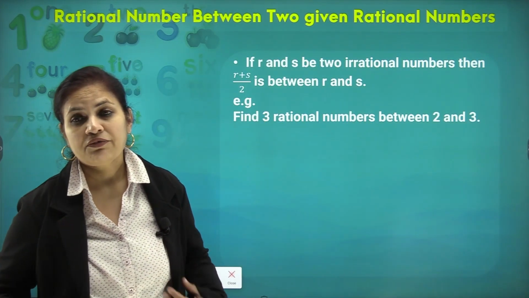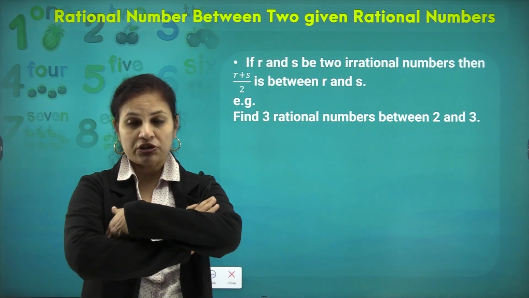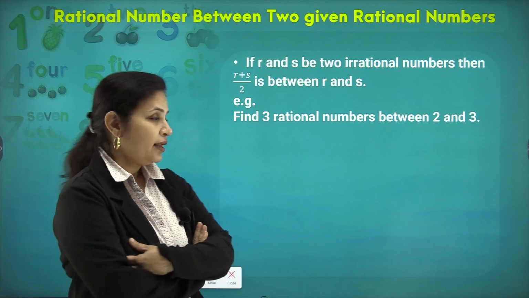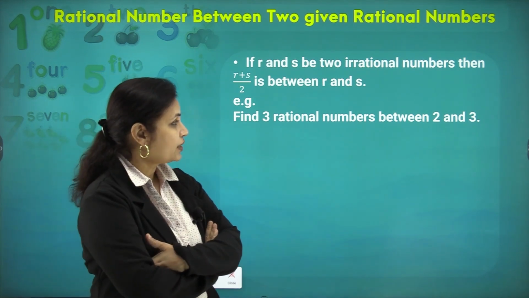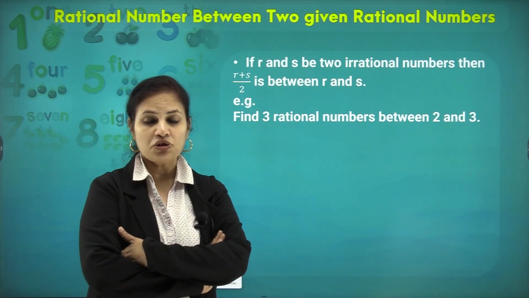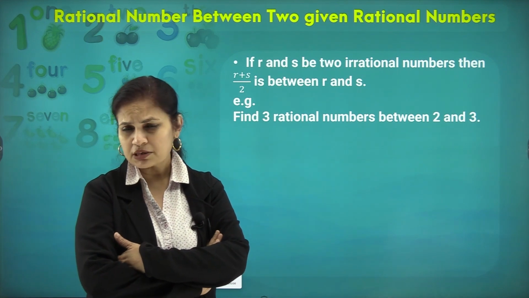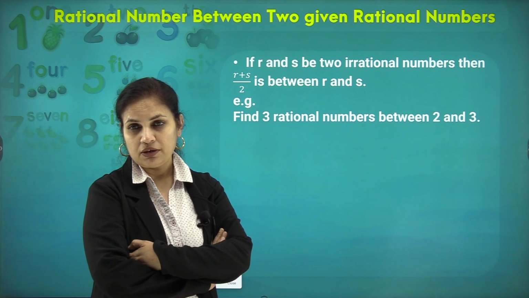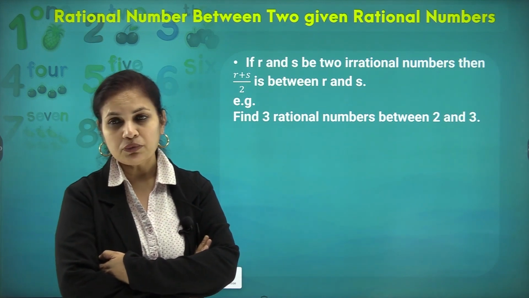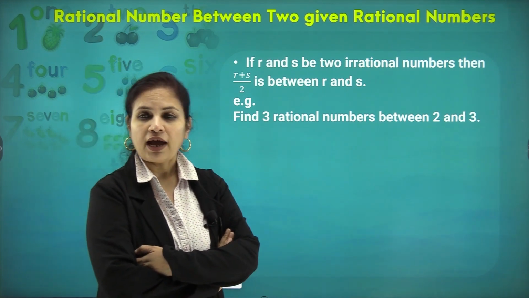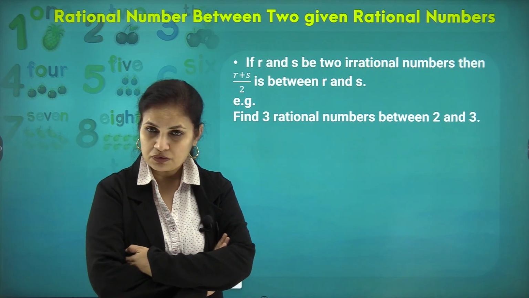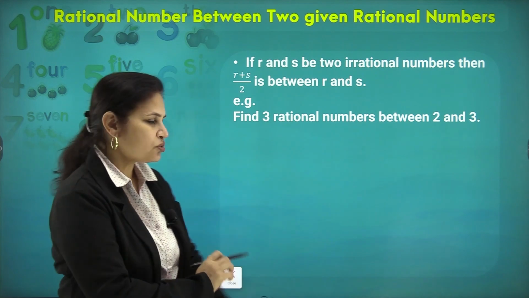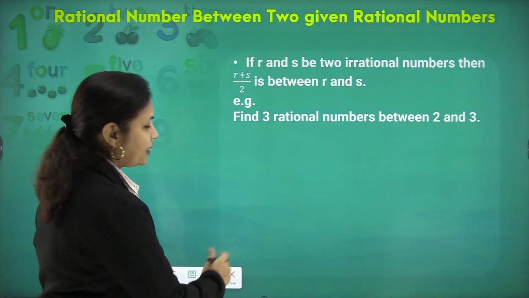But what if I have to fit more than one rational number between two given rational numbers? Like here, they've asked you to find three rational numbers between 2 and 3. You may ask that I've just told you how to fit one rational number by finding the mean value. If I had to find one mean value between 2 and 3, I would add 2 and 3 and divide by 2. But what if I have to find more than one value? Let us do it with the help of a number line first, and then I'll explain the technique.